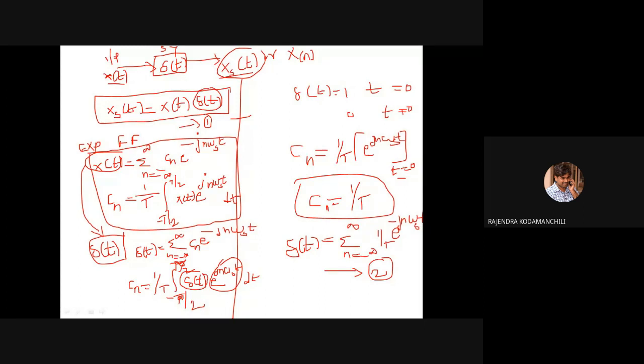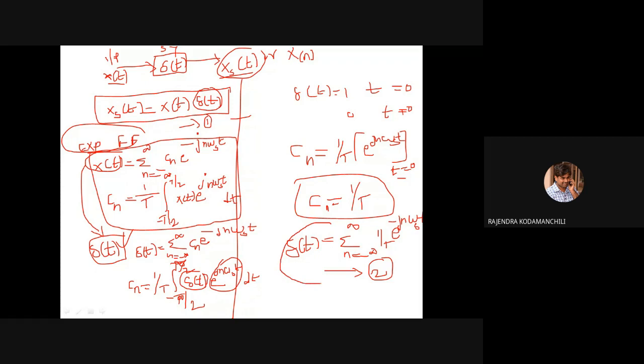Xs of t is equal to x of t into del of t, according to the exponential form of Fourier series. Here we are applying the exponential form of Fourier series to the impulse signal. So x of t is replaced by del of t. Now we are getting here: no need to apply integral, no need to apply summation when the impulse signal is there. So we are getting Cn.